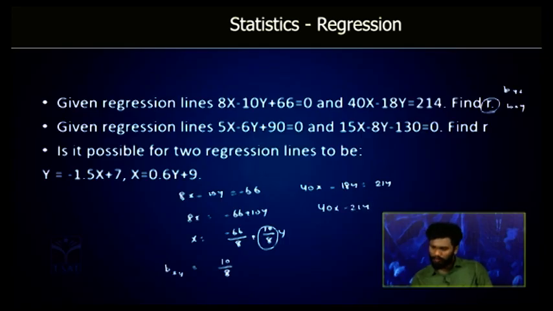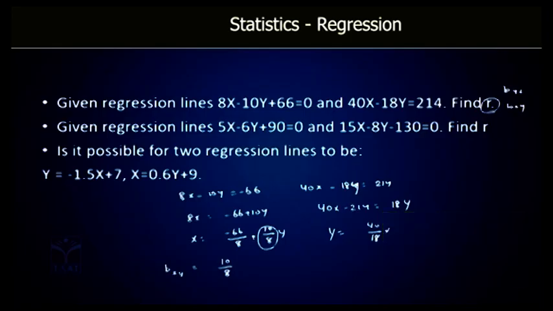40x minus 214 is equal to 18y. y is equal to 40 by 18 into x minus 214 by 18. This is byx, that is 40 by 18. Now find r. What is the relation? r is equal to under root of 10 by 8 into 40 by 18.